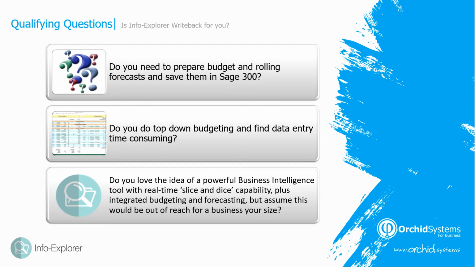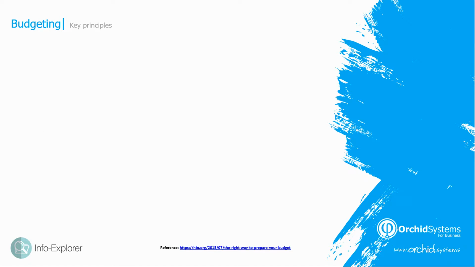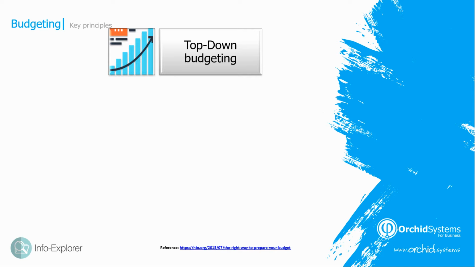Well, what we're going to show you now is how you can use Info-Explorer Writeback to answer some of these budgeting questions. The webinar presents a budgeting scenario for a fictitious company selling office supplies. They have a few guiding principles in their budgeting cycles. They start their budgeting with top-down budget. They review previous year's actuals, assess the previous budget, and set clear objectives and assumptions.